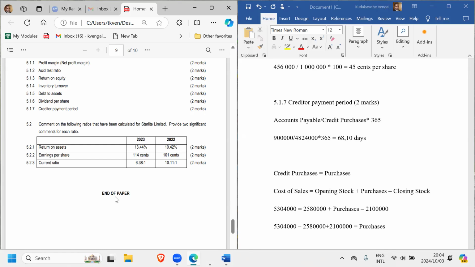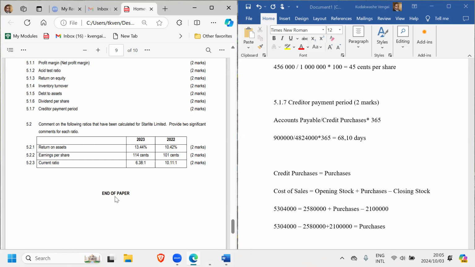So remember, we said return on assets, that's a profitability ratio. So the higher the ratio is, the better. So you want this ratio to increase. So the fact that it increased from 2022 to 2023, that's good for the organization. So you comment, there was an increase in the ratio over the 2 years, which shows that the company was more profitable, right?